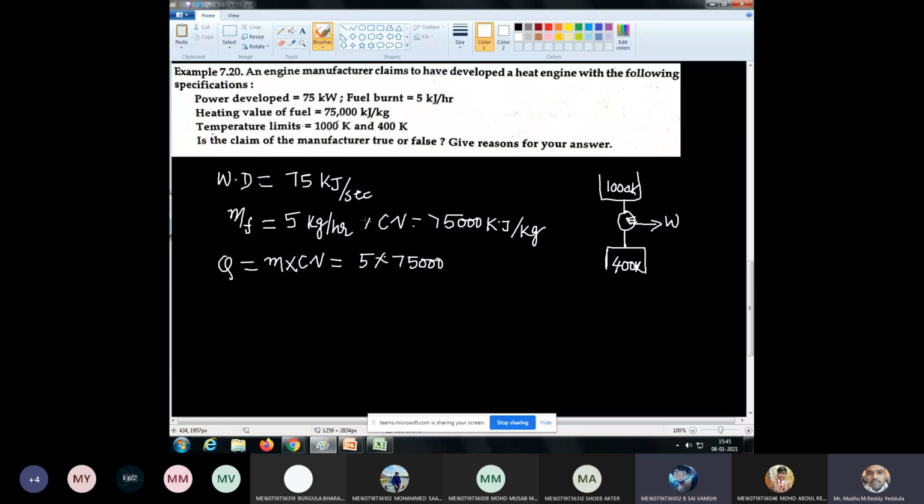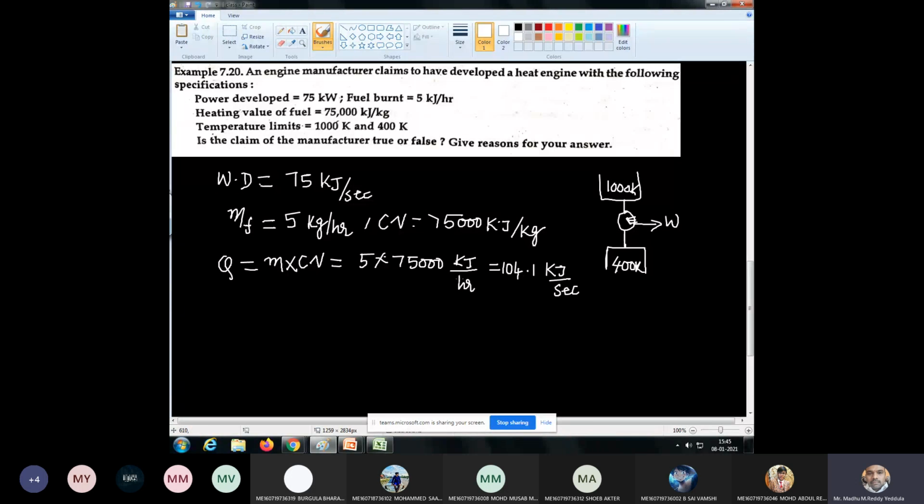Units will be kg cancels, kilojoule per hour, right? We should convert it into seconds. The unit we are getting is kilojoules per hour, so whatever value you get, you should divide by 3,600. Agree? Then it will be converted into kilojoules per second. After dividing by 3,600, what is this value? Two zeros will go, and 5 into 75 by 36: 104.1 kilojoules per second. Both the units are the same.